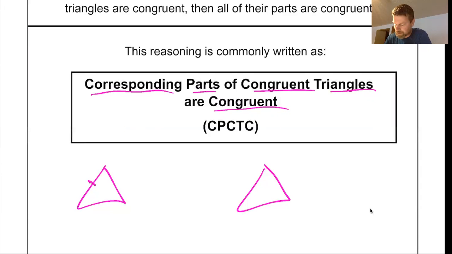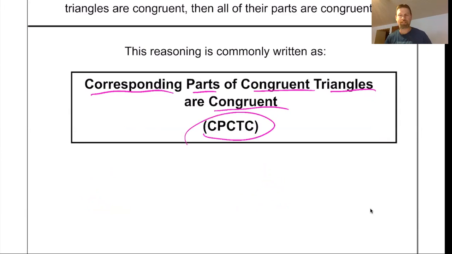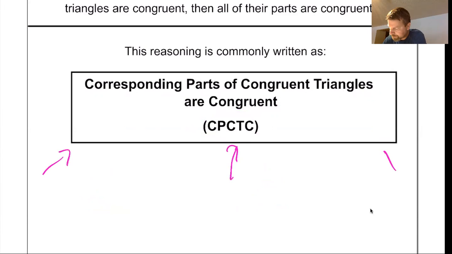You know they have congruent sides, those ones are congruent, those ones are congruent, you know they have congruent angles. It just means if you know triangles are congruent, then all of their parts are congruent to each other as well. It can be written as the shortcut CPCTC, so you don't have to write out that whole explanation every time. This is something I would definitely write down in your notes. Maybe pause the video to do that right now.